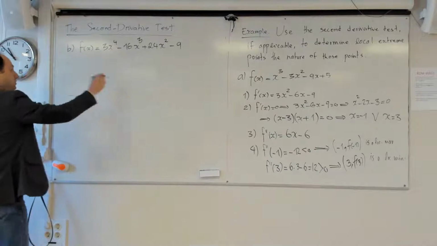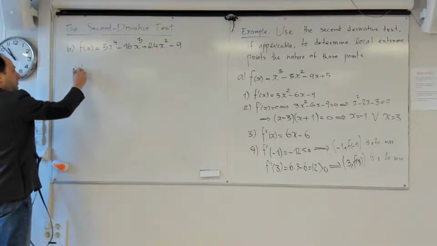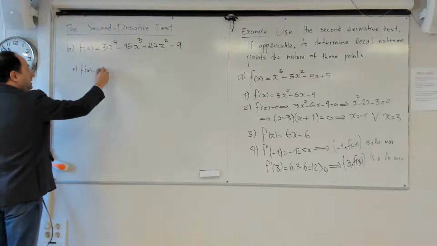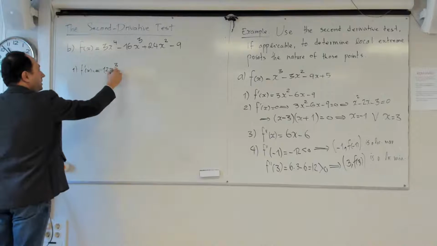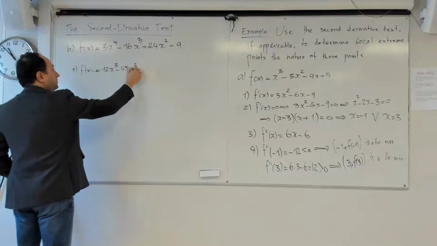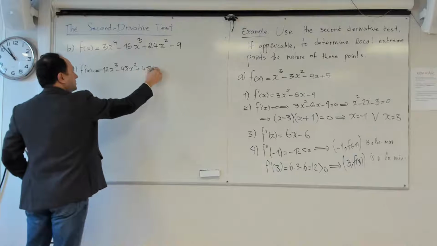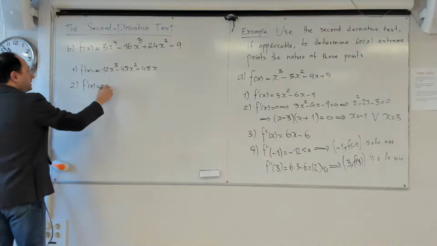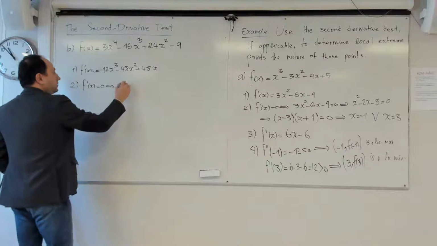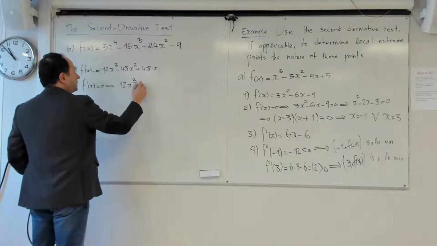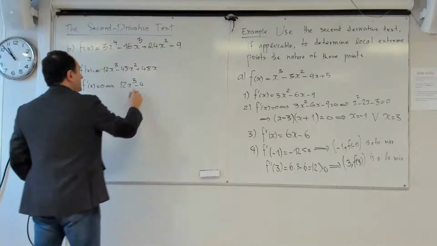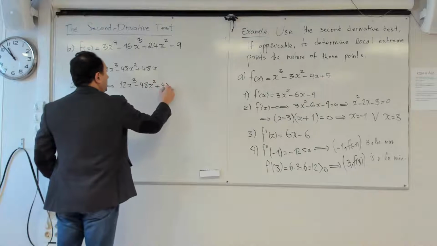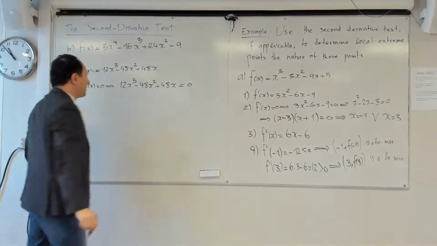The first thing I need to do is step number 1, I take the derivative. The derivative is 12x to the 3 minus 48x to the 2 plus 48x. The second step is to equate this derivative to 0. So this means that 12x to the 3 minus 48x squared plus 48x equals 0. That is degree 3, okay?